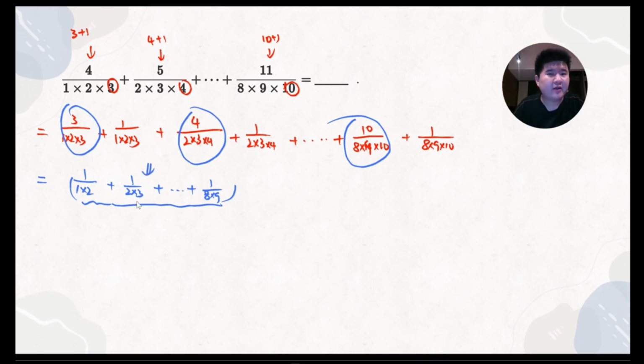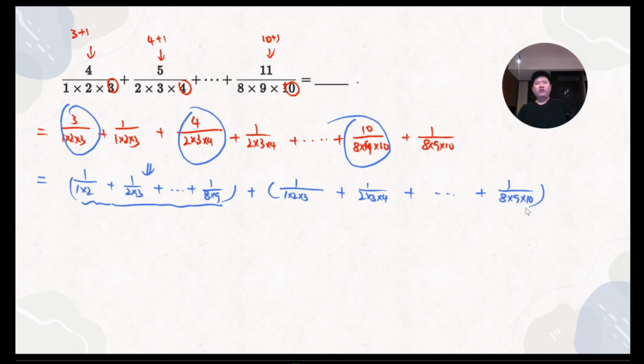We just keep it here. For the remaining part, we still observe it. 1 over 1 times 2 times 3 plus 1 over 2 times 3 times 4 plus something until 1 over 8 times 9 times 10.